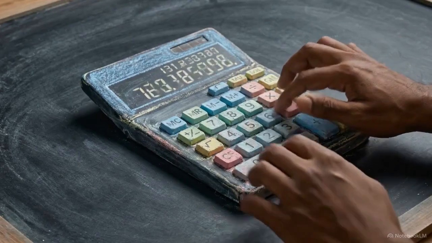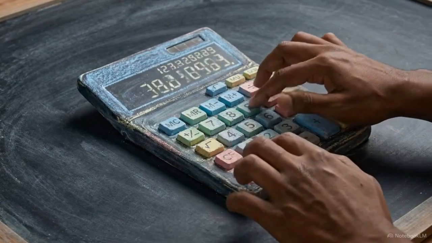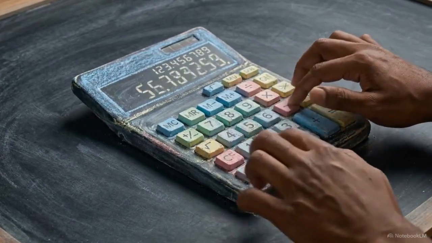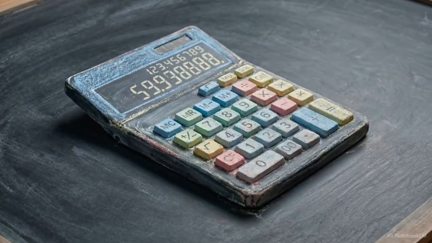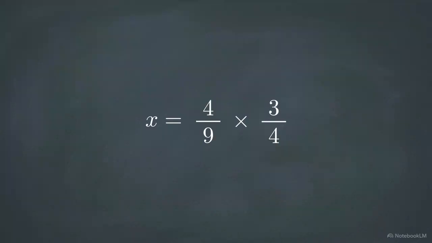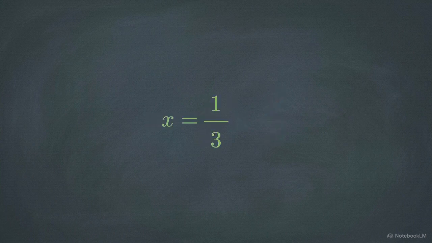Before you multiply 4 times 3 and 9 times 4, let's look at a shortcut you can use to skip the heavy arithmetic. We can cancel common factors across the diagonals. The 4 on top cancels out the 4 on the bottom. Then the 3 on top divides perfectly into the 9 on the bottom, leaving a 3. All that remains is a 1 on top and a 3 on the bottom. Our final answer is x equals 1/3.